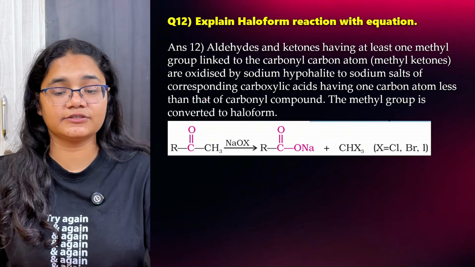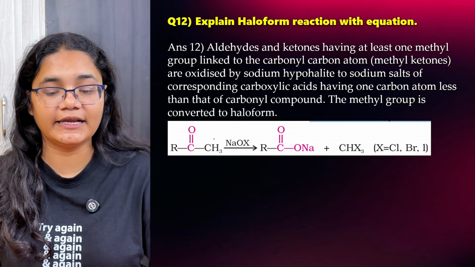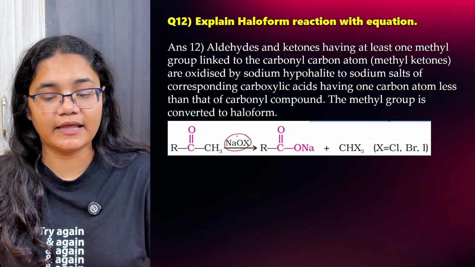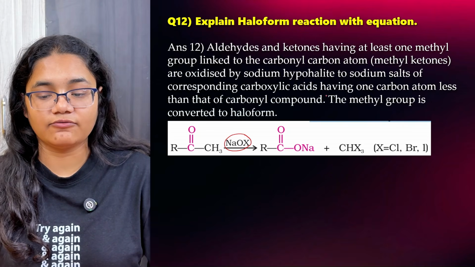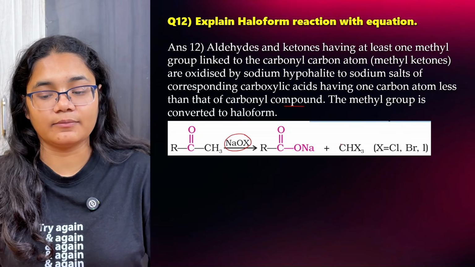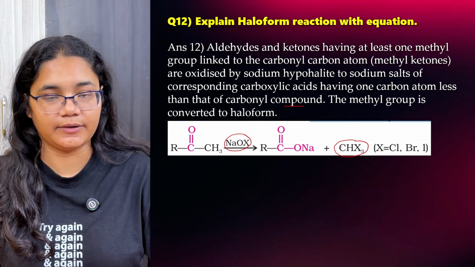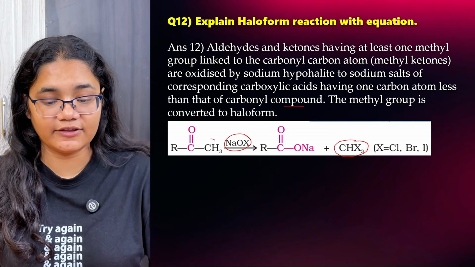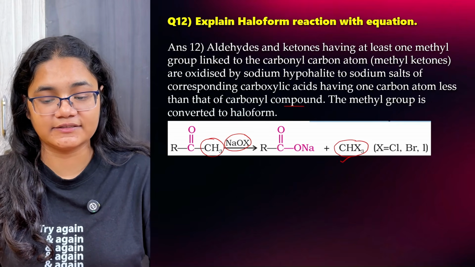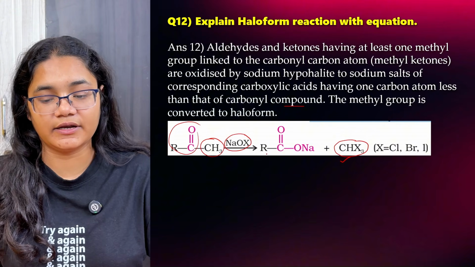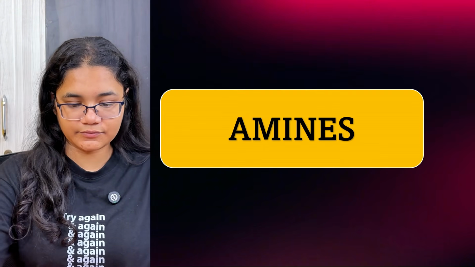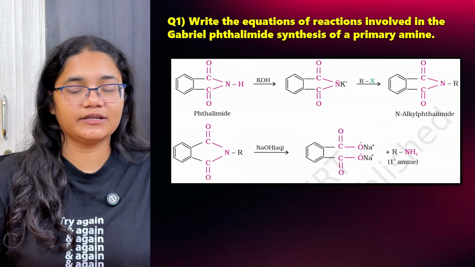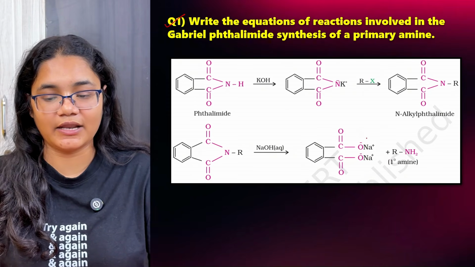Next, haloform reaction. So compounds having this methyl ketone group, on reacting with NaOX, form compounds with one carbon less, that is CHX3. So sorry, this CH3 group gets converted to CHX3 and this part gets converted to the salt. Next, we have the amines chapter. So first of all is your Gabriel phthalimide reaction and its equation.